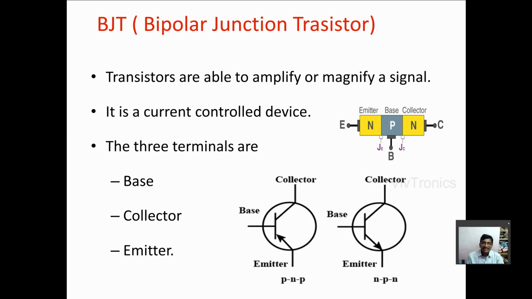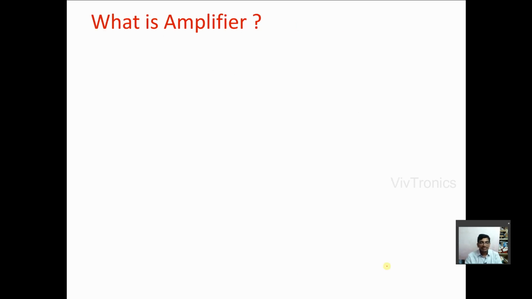Let us see the symbols for the BJT. These BJTs are divided into two types: one is the PNP type and the other is the NPN type of BJT. The difference between the PNP and NPN type of BJT is the arrow mark, which shows the conventional current direction. If the direction of the arrow mark is going inward, then that is called the PNP type of transistor. If the direction of the current is going outward, then that is called the NPN type of transistor. Okay, so let us see what is an amplifier first of all.